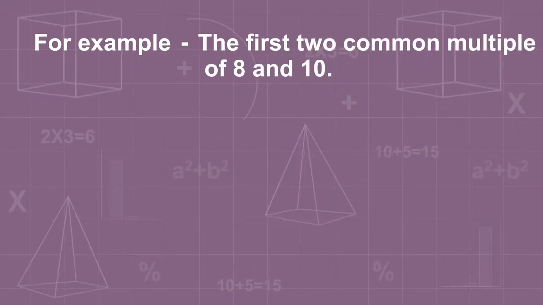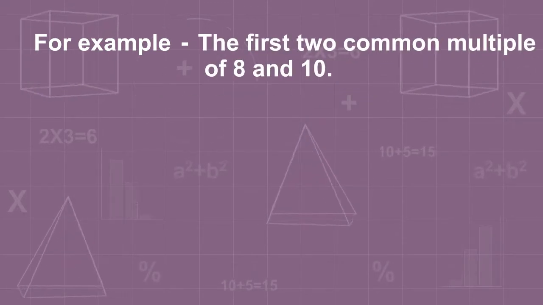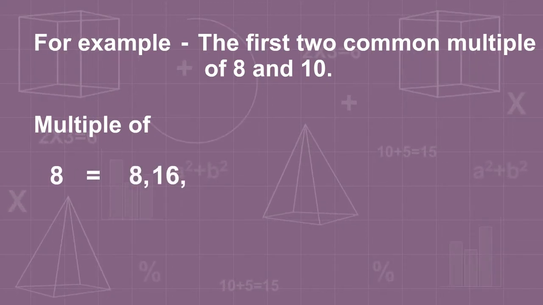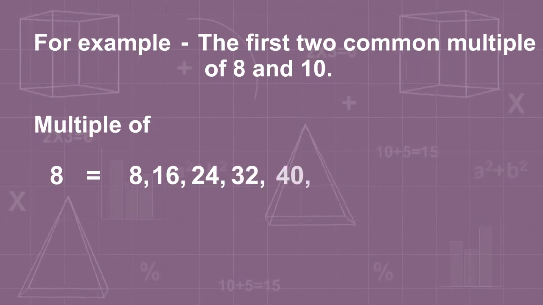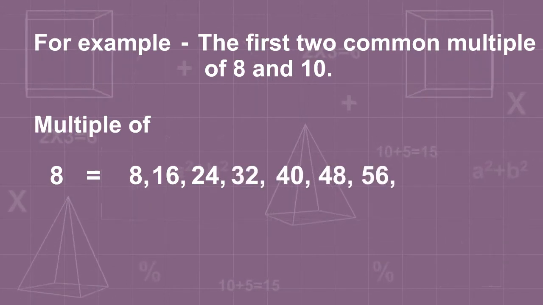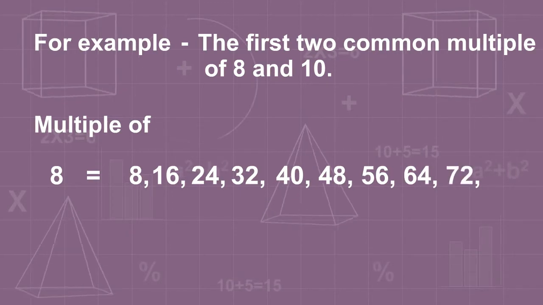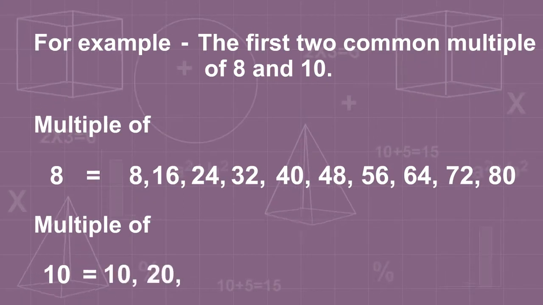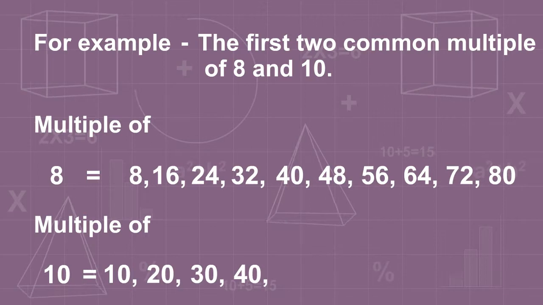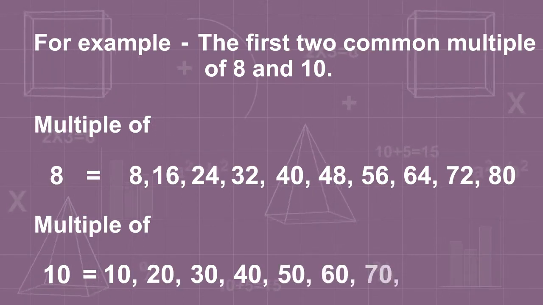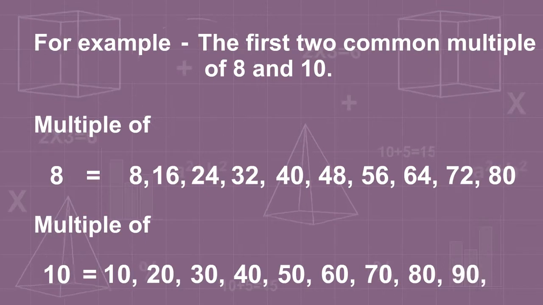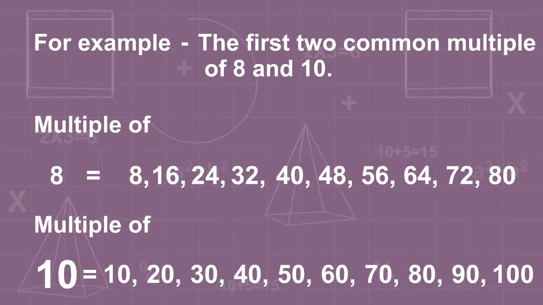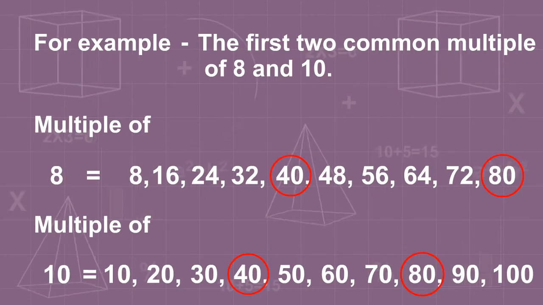For example, the first two common multiples of 8 and 10. Multiples of 8 are 8, 16, 24, 32, 40, 48, 56, 64, 72, 80. Multiples of 10 are 10, 20, 30, 40, 50, 60, 70, 80, 90, 100. Thus, the first two common multiples of 8 and 10 are 40 and 80.